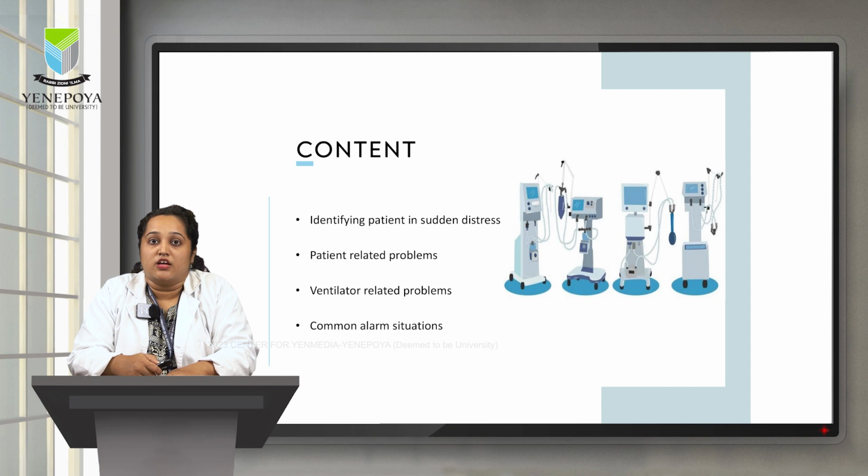So the content of this session is going to be as follows: identifying a patient in sudden distress, patient related problems, ventilator related problems and common alarm situations.